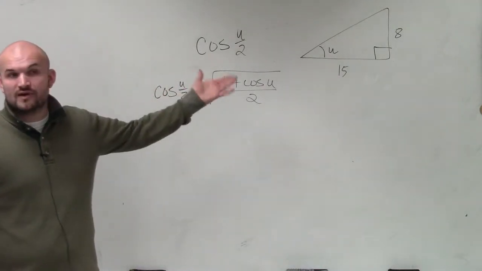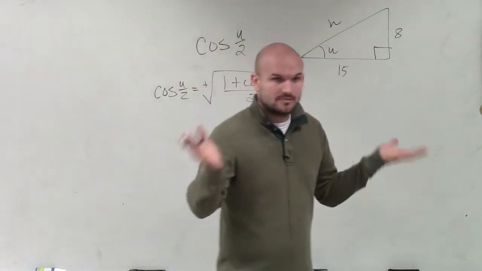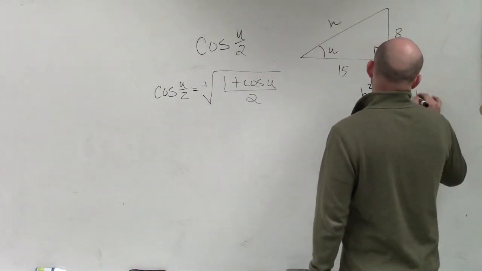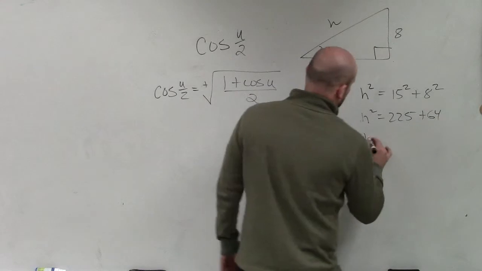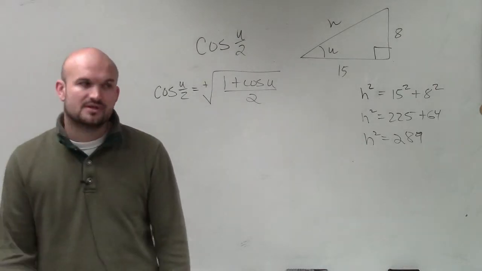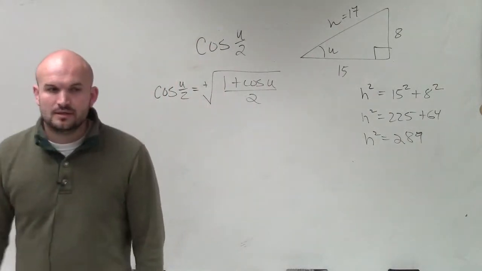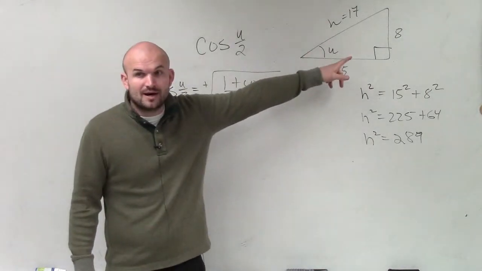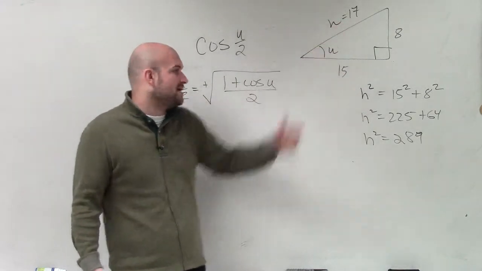All right. So in this case, we need to find the cosine. Well, cosine is adjacent over hypotenuse. So I need to figure out what my hypotenuse is. So I need to do the Pythagorean theorem. So I say h squared equals 15 squared plus 8 squared. H squared equals 225 plus 64. H squared equals 289. Hopefully you guys understand that this is a Pythagorean triple. So then h is 17. OK? As you take the square root of that. So now, this is my angle u. I just plug in the cosine of u, which is 15 over 17, adjacent over hypotenuse.